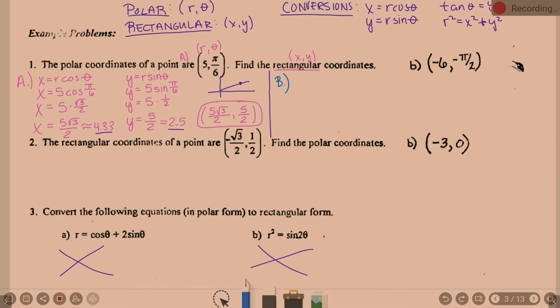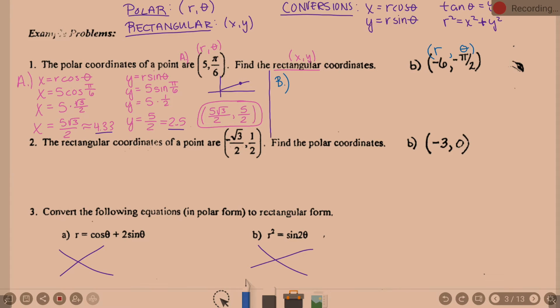What are these pieces? R and theta. Now, some of you are already kind of thinking about where this is going to land, isn't it? I can tell you now, you could do this one without your formulas.